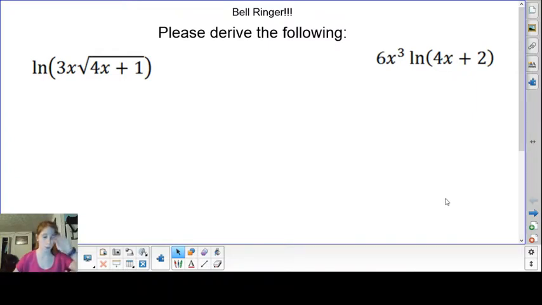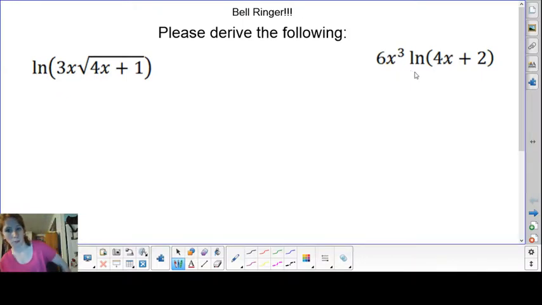Alright guys, so we're going to go ahead and start today off with a bell ringer. I want to talk about the difference between the first two problems. Number one, or the one on the left, everything is inside the natural logarithm, versus the second one, where the natural log is being multiplied to a polynomial, or in this case, the 6x cubed.